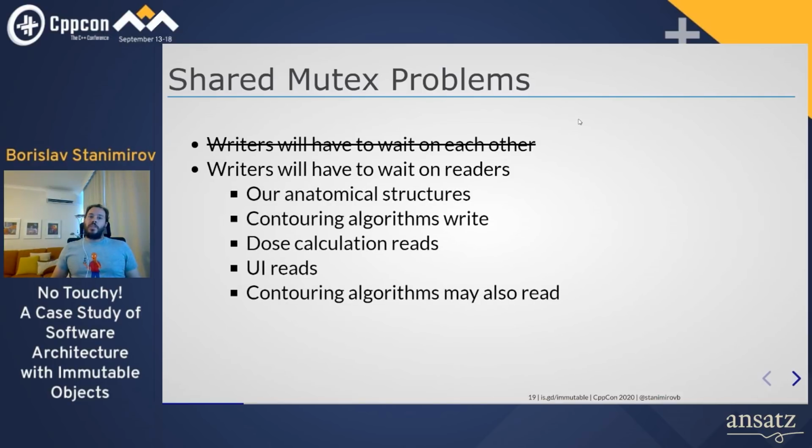For example, in our anatomical structures, the contouring algorithms, they write. The algorithms that identify those structures, they write. Those calculations, for example, read. The UI also reads at the same time. And certain algorithms may also read from the anatomical structures. We don't necessarily need to identify an anatomical structure with an organ. We can create a boundary, say a 5 millimeter boundary around the organ or something like this. So we determined that we don't want readers to wait on writers.